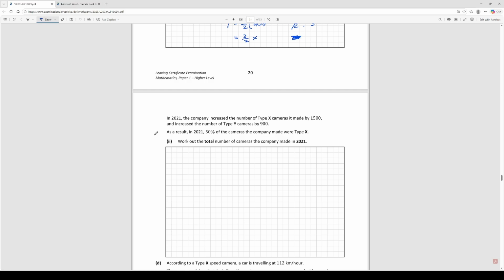Okay. All right. So I'm going to say when we had the original X cameras and they added 1,500 to it, it worked out to be the same as the original Y cameras plus 900. Up here, we said the original X and Y look like this. The Y can be replaced with 3 over 2X.